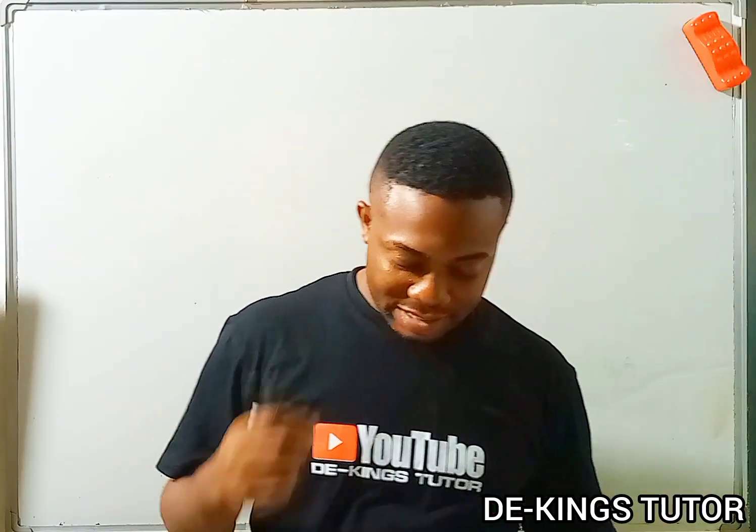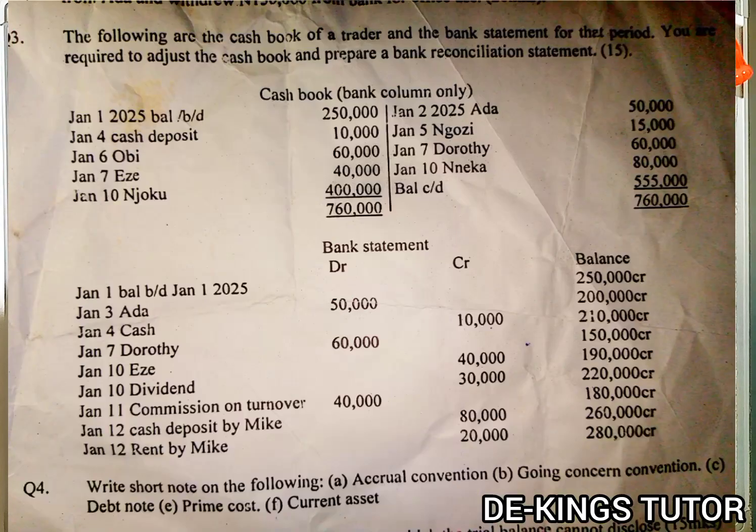So doing that in this work now, from here, we have OB 60,000 at the debit side of the cash book that is not at the credit side of the bank statement. So that's part of the uncredited cheques. We also have AZ 40,000. It also appeared, Joku 40,000. It is not at the credit side. So those are uncredited cheques.